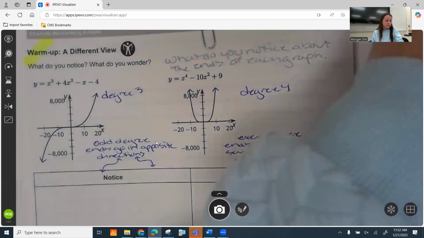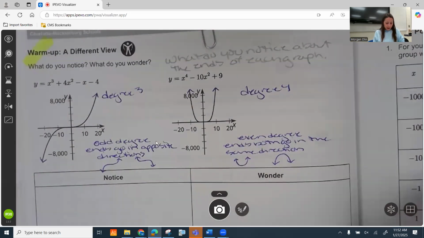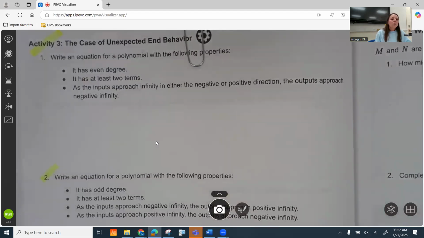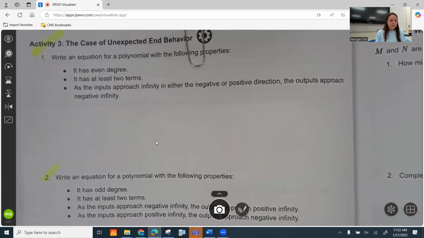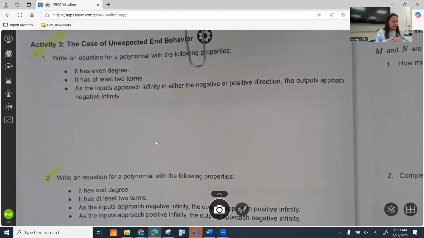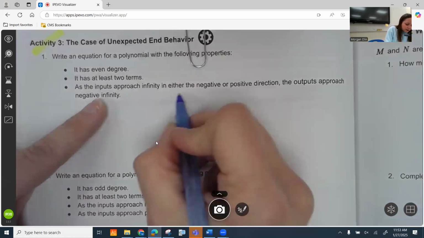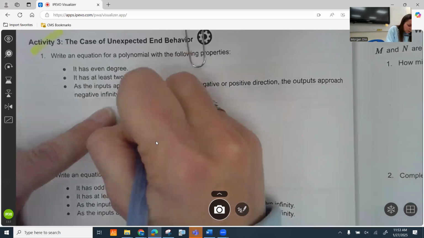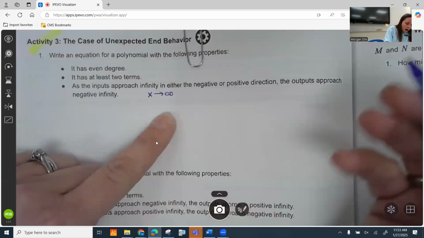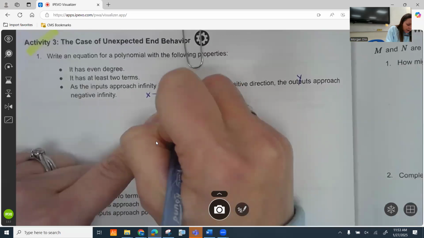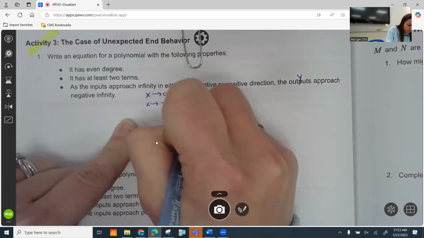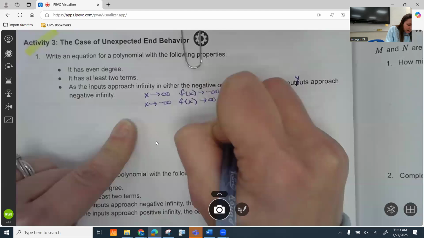All right, so we're going to turn to page 178, and let's think about some of these properties right here. All right, number 1, we want to write an equation for a polynomial with the following properties. Has an even degree. It has at least 2 terms in it, and it has the inputs approach infinity in either the negative or positive direction. And I'm going to write this out like this. As x approaches infinity, the outputs, that's the y values, approach negative infinity. So f of x approaches negative infinity, but also as x approaches negative infinity, f of x approaches positive infinity. This is called end behavior.